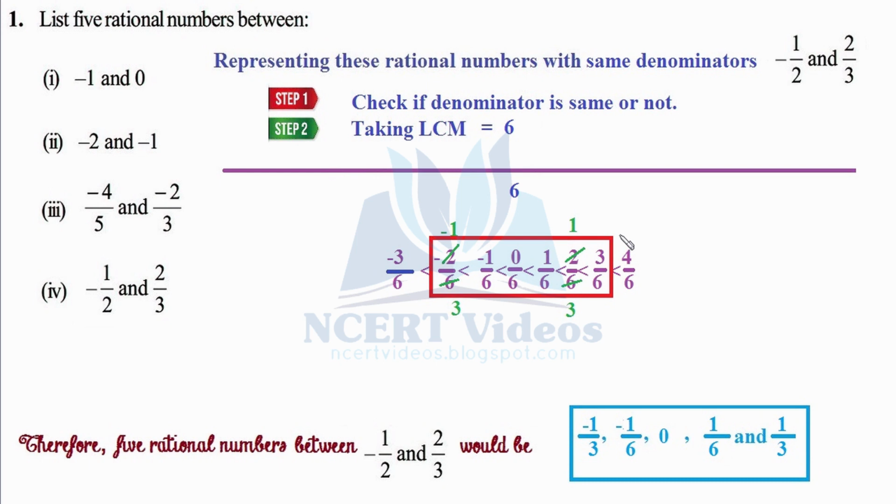So clearly we are able to deduce 5 rational numbers. Even we are getting 6 rational numbers, 1 2 3 4 5 6. But we have to consider only 5. You can consider any of them. The only thing is that they must be 5 because we are asked to find 5 rational numbers.